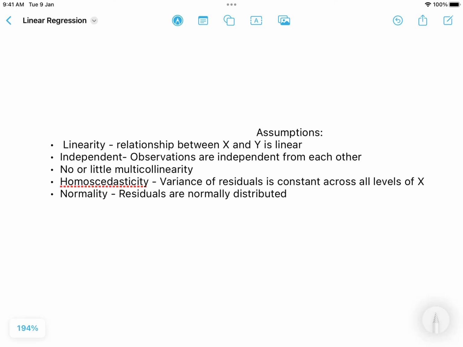Unseen data set means a new data set when we have to predict some value for the given number of independent variables. The next assumption is independence, which is self-explanatory. Observations are independent of each other. They should be random in nature. The third assumption is no or little multicollinearity. Either no multicollinearity or very little multicollinearity is allowed.